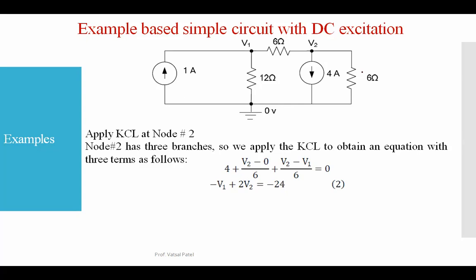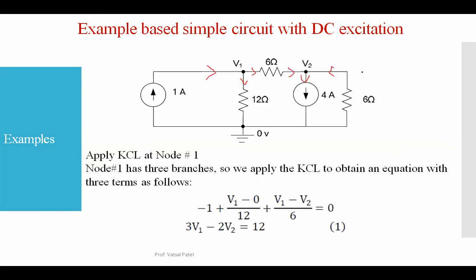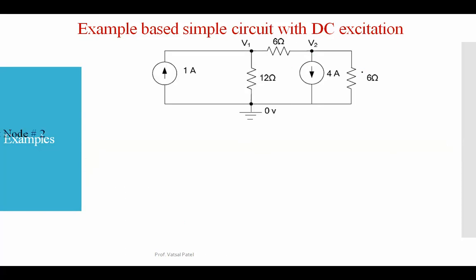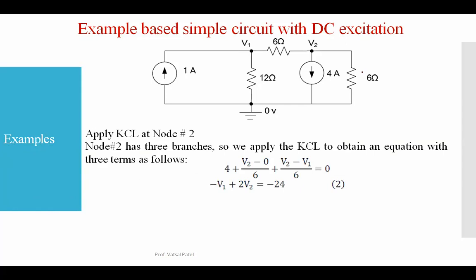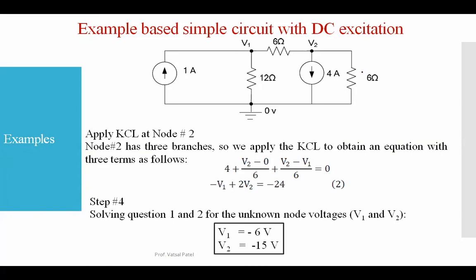Now we have two equations in V1 and V2. Equation number 1 is 3V1 minus 2V2 is equal to 12. And the second equation is minus V1 plus 3V2 is equal to minus 24. So we solve these equations and we get the values of V1 and V2 as minus 6 volt and minus 15 volt. Because of the current direction, we are getting these values. So this is our answer. V1 and V2 are minus 6 volt and minus 15 volt respectively. So do you understand now?